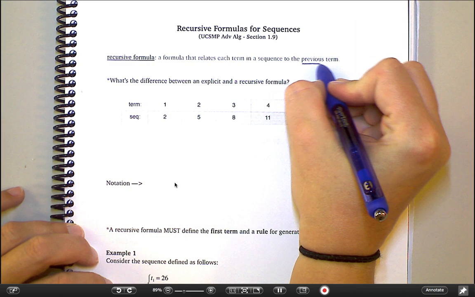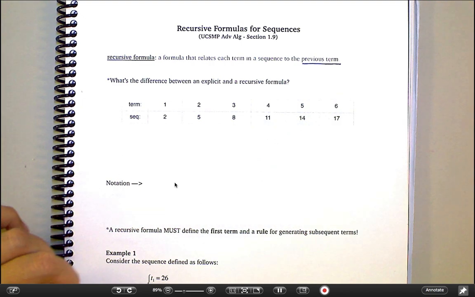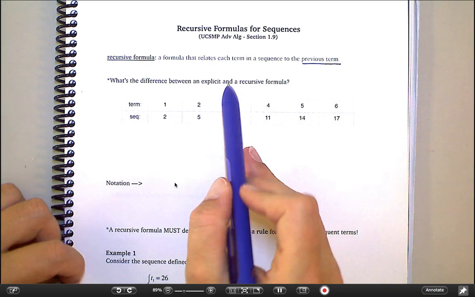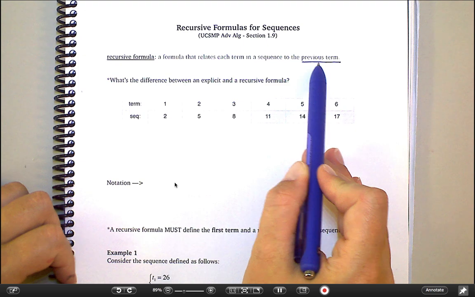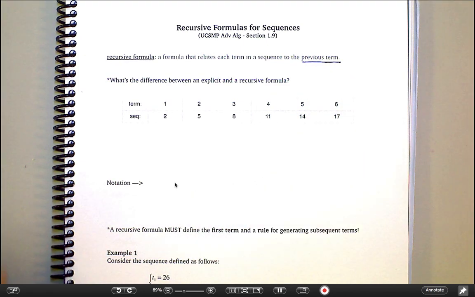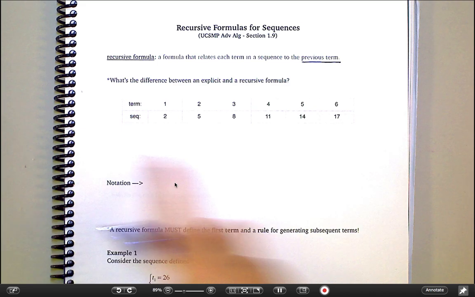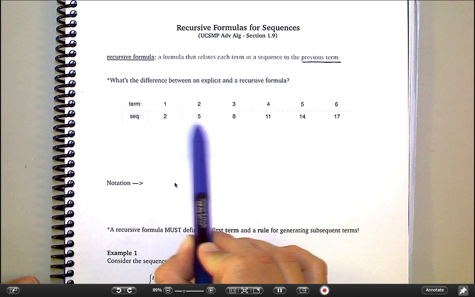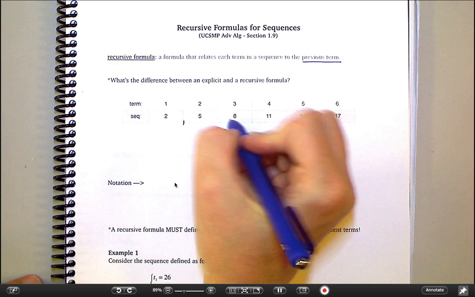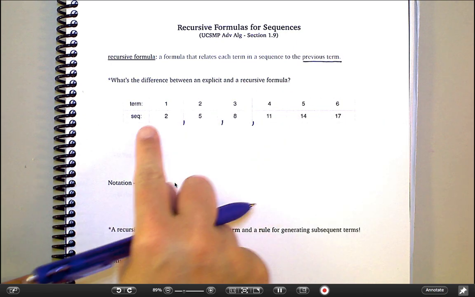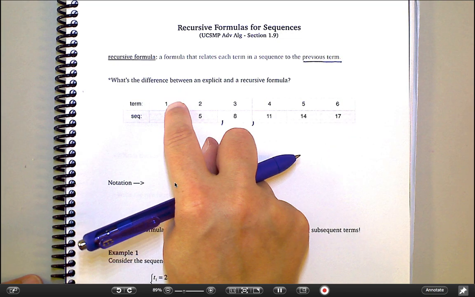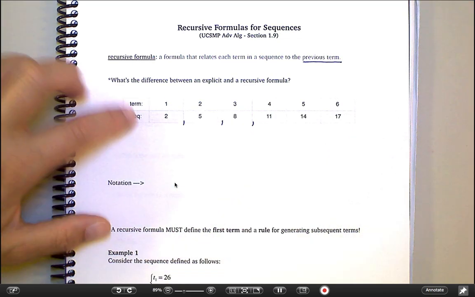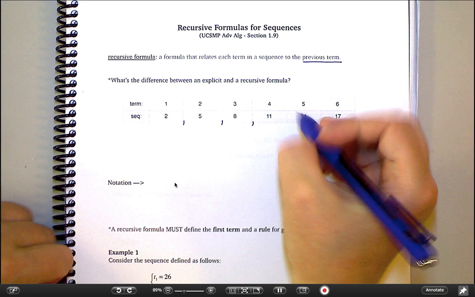If you remember, that's a little different than yesterday when we did explicit formulas. Explicit formulas relate each term in the sequence to the term number. Now we're talking about relating back to the previous term. I'm going to illustrate that with this sequence that's given to you down here. So really when I'm talking about the sequence, I'm talking about this bottom row. This is 2, 5, 8, 11. This is my sequence. This is just my term number up here. Okay, so term 1, term 2, term 3, and so on.